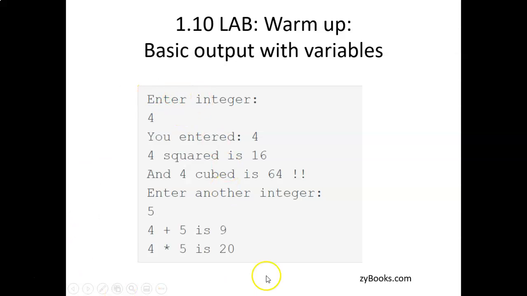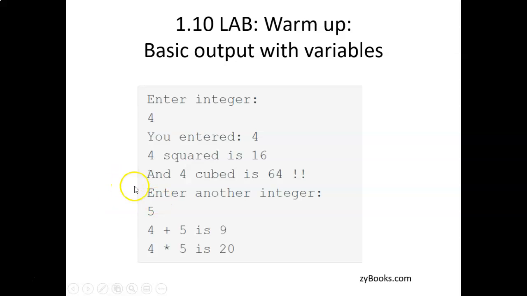So this sample program shows what our output would look like if we do this correctly. So we're going to instruct our user to enter an integer, and we're going to print that here. We're going to accept a number like 4, and then we're going to print you entered 4, and then we're going to show this variable that the value that the user entered here, 4 squared is 16, and we're going to print and 4 cubed is 64.